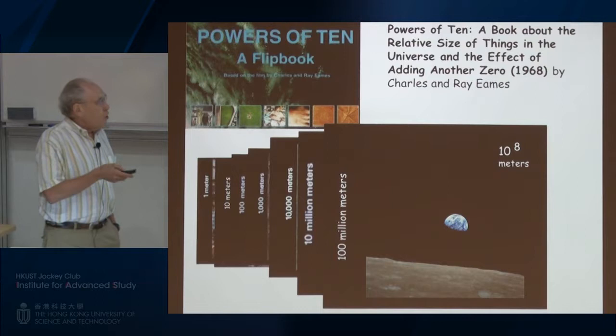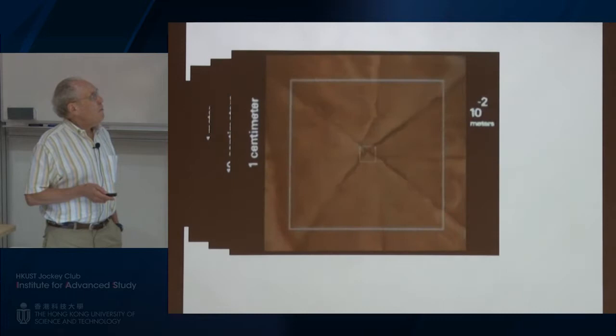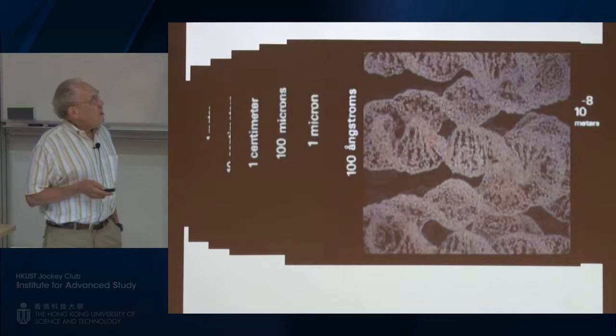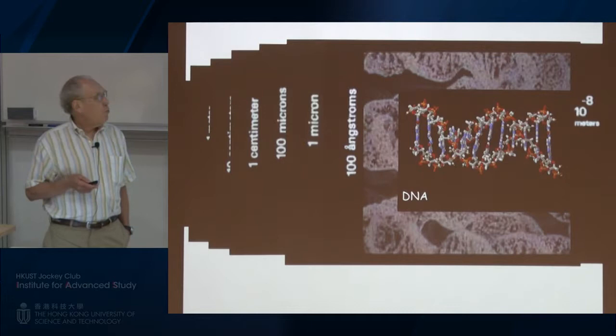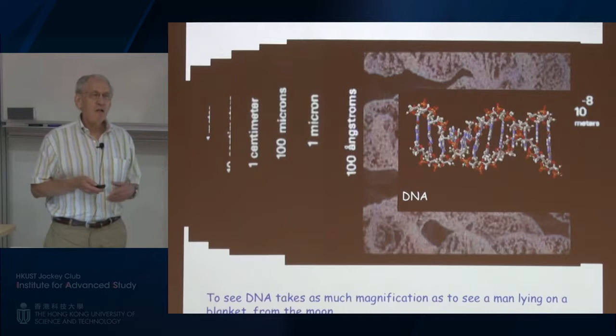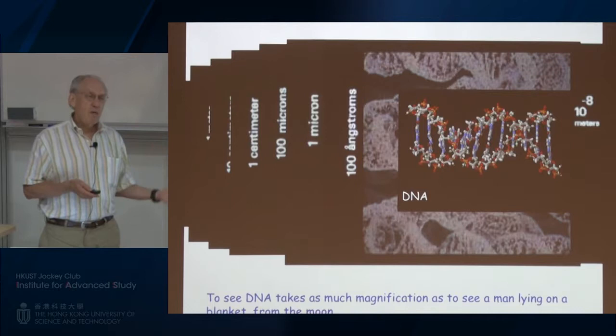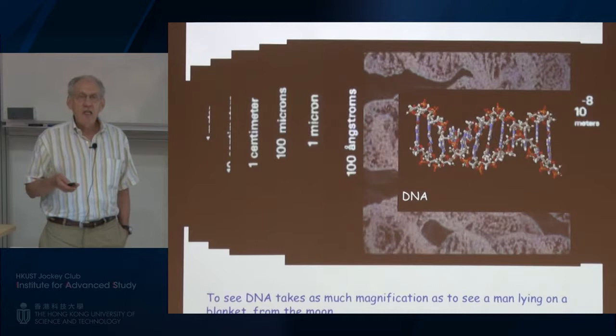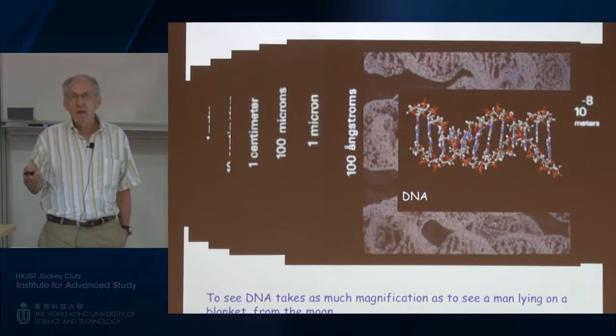But then they also decided to show what happens if you go through the skin, into the cells. And when you finally get to 10 to the minus 8 meters, you can see DNA. What that means is that to see DNA requires as much magnification as it takes to see a person from the moon. And that's the daunting challenge of doing molecular biology, is to find indirect ways of being able to visualize biological processes, which obviously you cannot see even with a light microscope, and if you put them in an electron microscope, they're dead. So you need some other way of doing this kind of work.